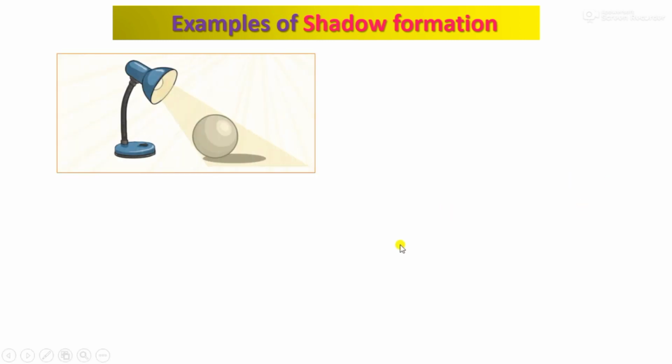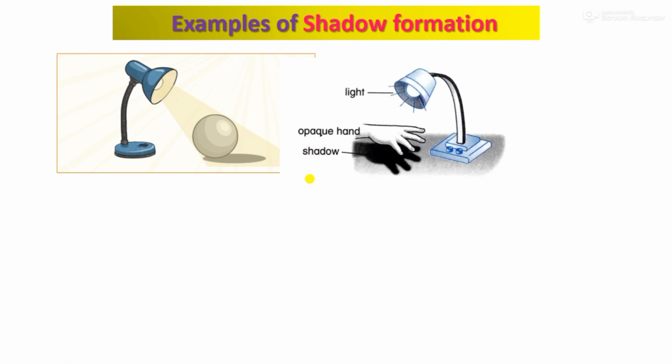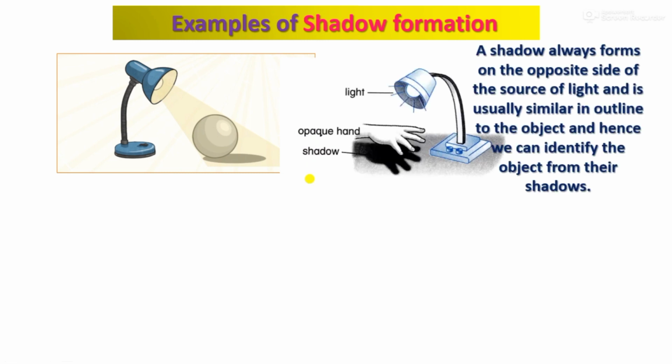Examples of shadow formation: you can see the shadow of a ball, your hand. Remember that a shadow always forms on the opposite side of the source of the light and is usually similar in outline to the object, and hence we can identify the object from its shadow. We can identify that this is a hand and this is a ball.